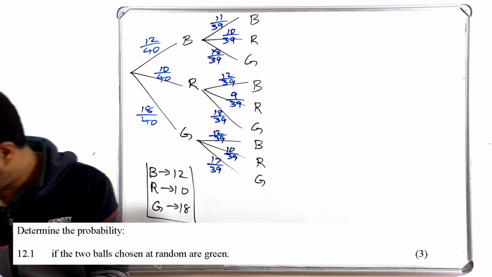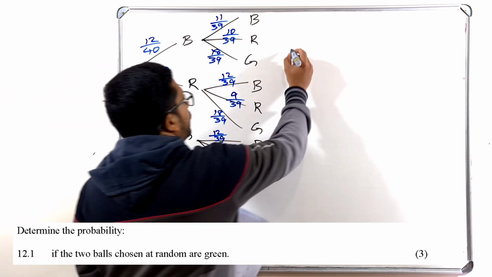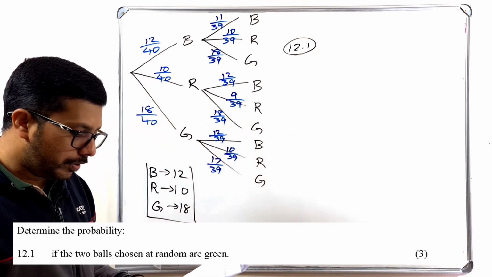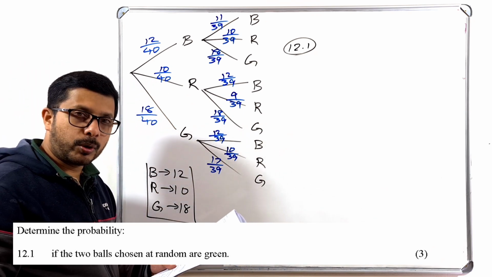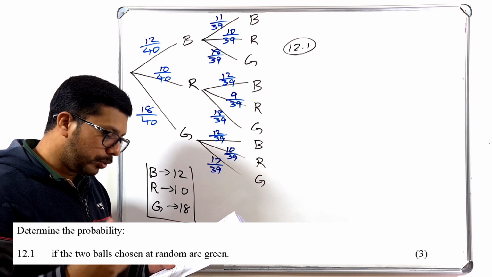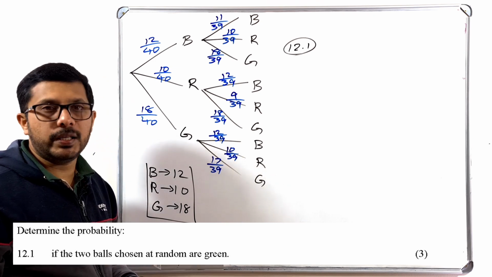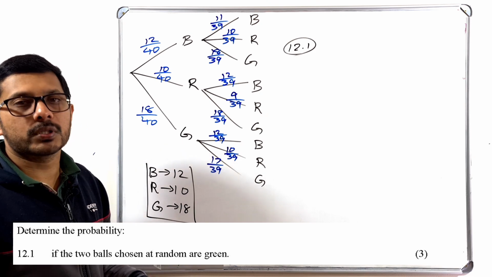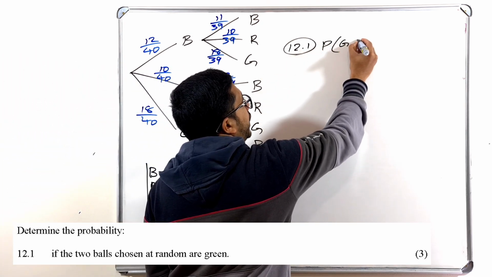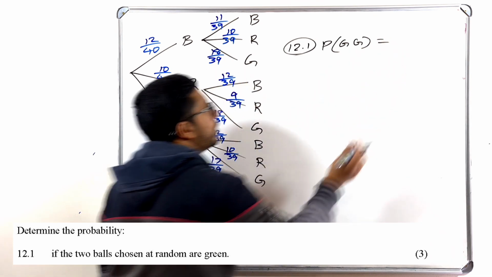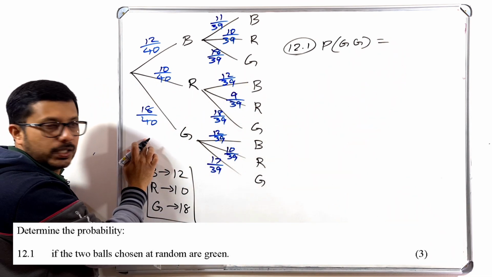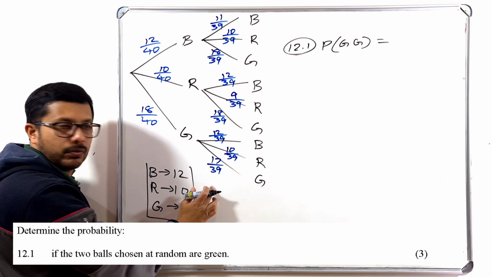12.1. Question number 12.1. What is the question? If the two balls chosen at random are green, both the balls are green, what is the probability? That means you have to find the probability of green. So what is the probability of the first green? 18 over 40. Second green, 17 over 39.